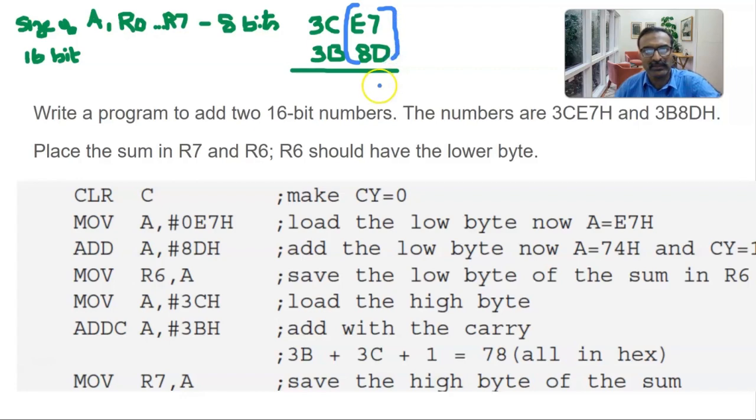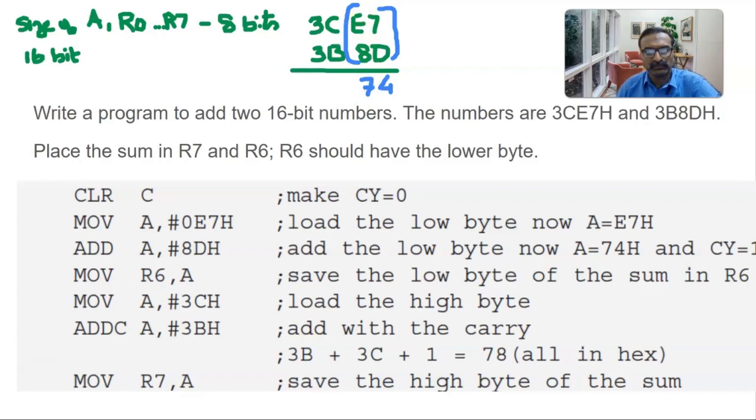And you will get the answer here. So D plus 7 is E, F, 0, 1, 2, 3, 4. So there will always be a carry to this one. So E plus 1 is F. F plus 8: 0, 1, 2, 3, 4, 5, 6, 7. You get the answer 7.